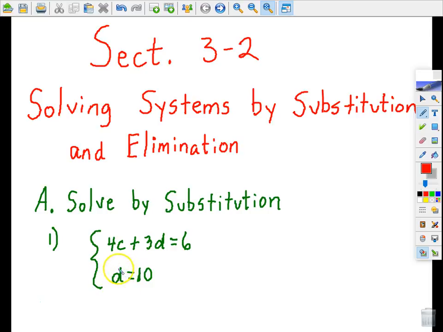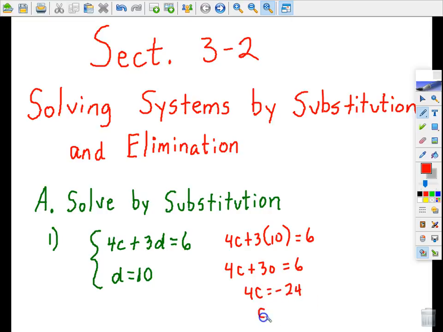Since I have D solved for in the bottom equation, I'm going to be able to replace D in the top equation in this case. So to get my answer, I'm going to replace D in the top equation with 10, and this is going to enable me to find the value of C. All right, so this is familiar territory for us. 3 times 10 is 30. Subtracting 30 from both sides. And I get the value of C, which is -6.